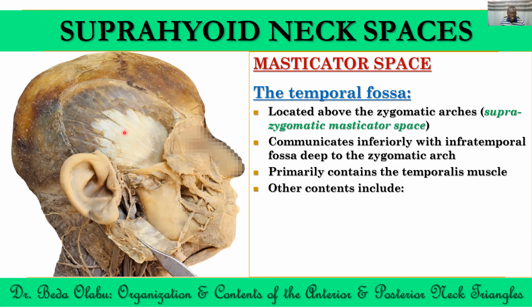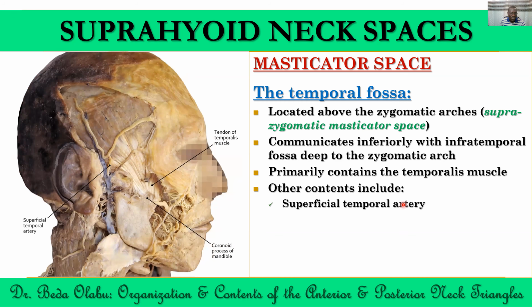Apart from the temporalis, there are also other contents of the temporal fossa. So you have the superficial temporal artery, which is a branch of the external carotid artery, as you can see there. So this is the superficial temporal artery, a branch of the external carotid. Usually it has a frontal and a posterior branch.